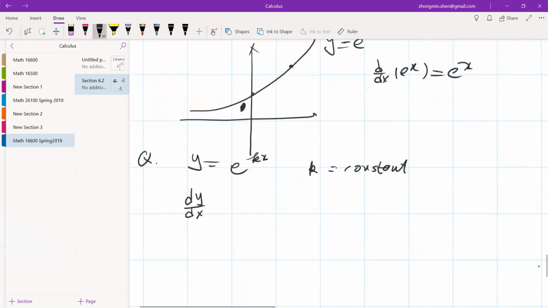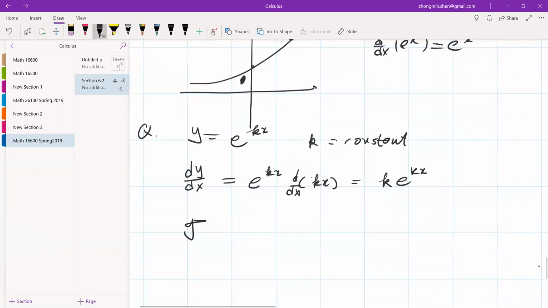This is a composition of two functions, so how do we differentiate it? Use the chain rule. You can write it down directly, because the derivative of e to the u is itself, but don't forget to differentiate kx with respect to x, which is k. So it's k times e to the kx. More precisely, you write y equals e to the u, and u equals kx.